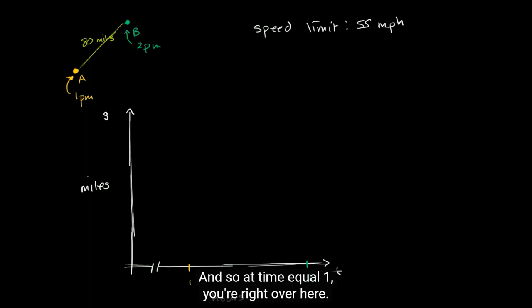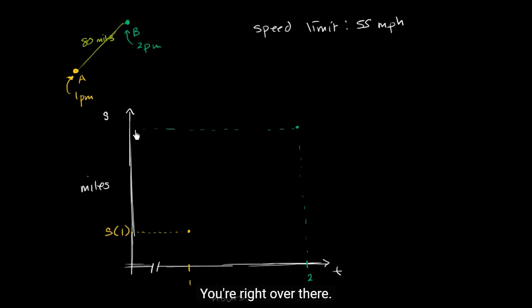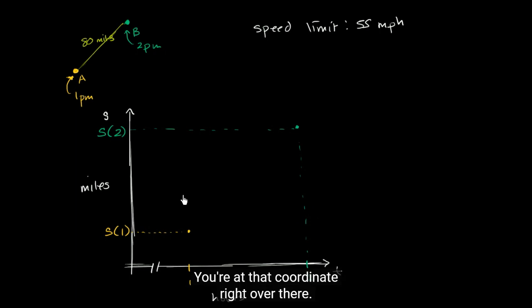And so at time equal 1, you're right over here. Let's say this position is S of 1. And at time 2, you're at this position right over here. Your position is S of 2, you're at that coordinate right over there. And that's all we know. Well, we know a few other things.